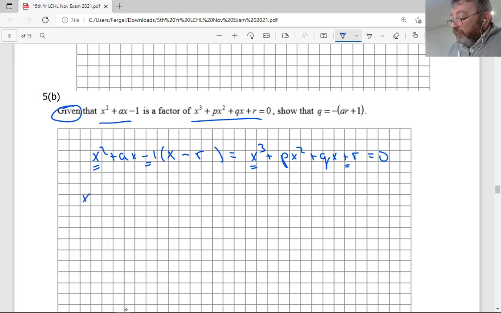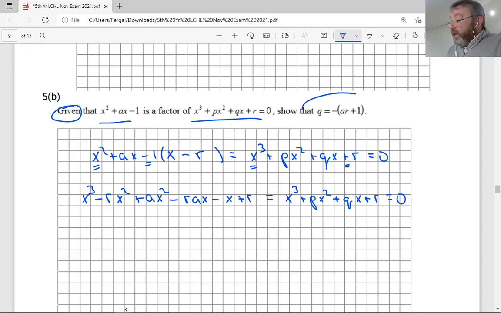So we get x cubed minus rx squared plus ax squared minus rax minus x plus r, which is equal to x cubed plus px squared plus qx plus r, which is equal to 0. Now what do they want me to do? They want me to show that q is equal to minus ar plus 1.